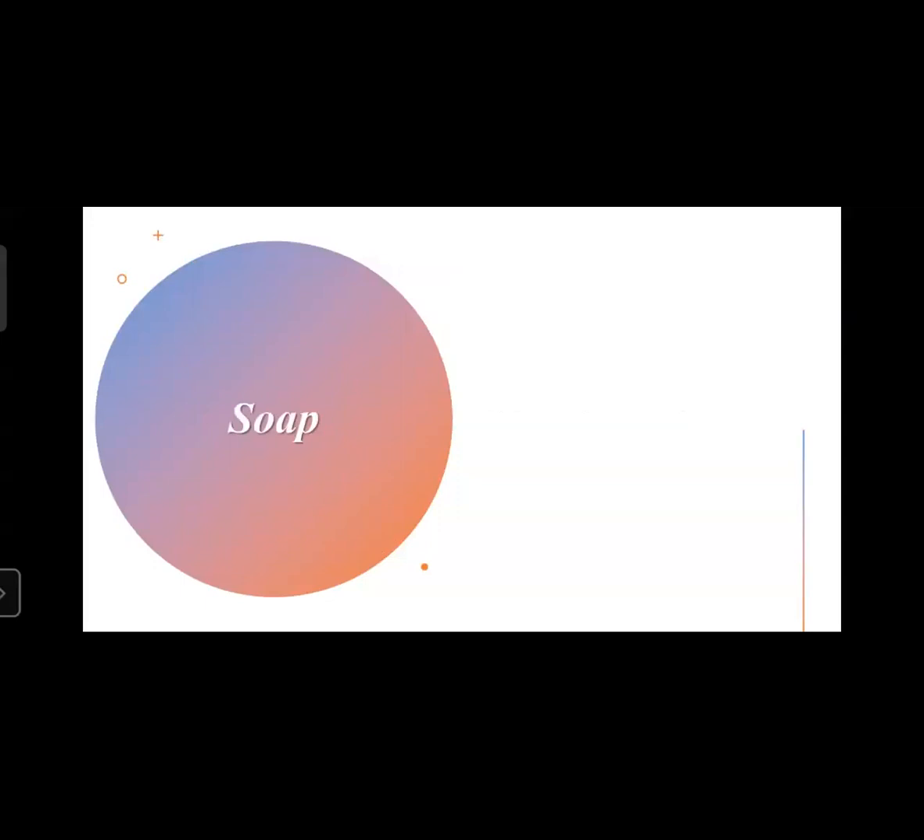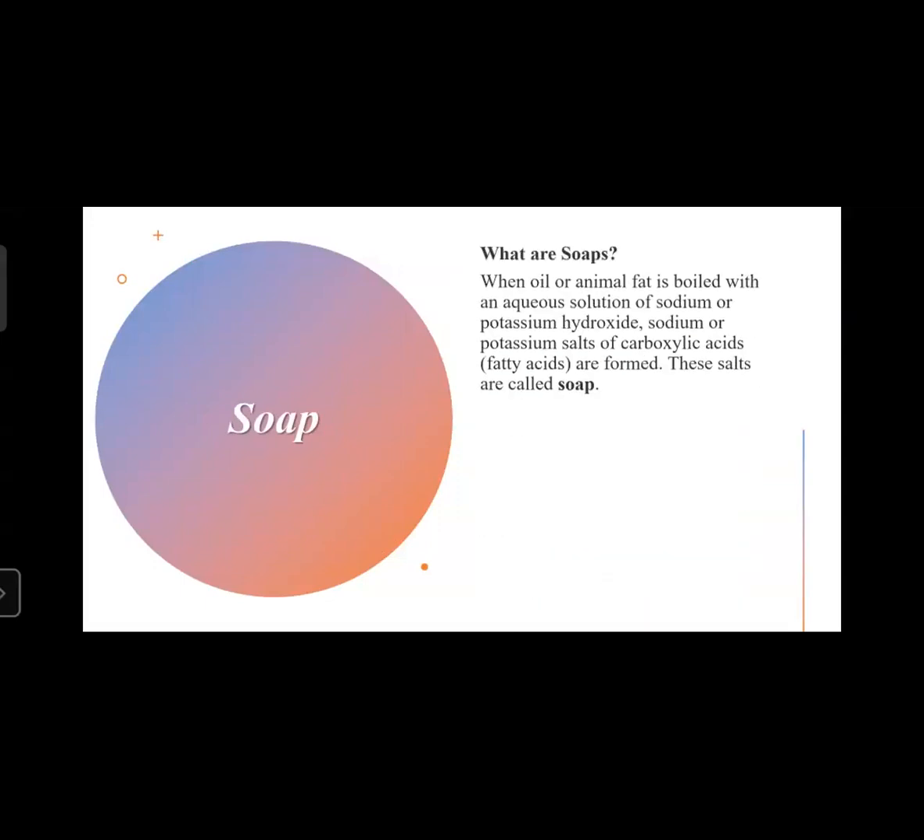Then we have seen what we mean by soap. Soap is formed when oil or animal fat is boiled with an aqueous solution of sodium hydroxide or potassium hydroxide. The sodium or potassium salts of carboxylic acid are formed, and these salts are called soap. So what do you mean by detergent? Detergent is a surfactant or a mixture of surfactants with cleansing property when in dilute solutions.